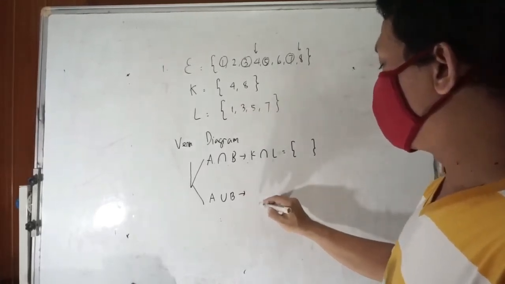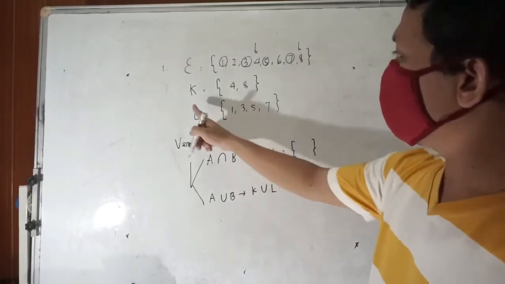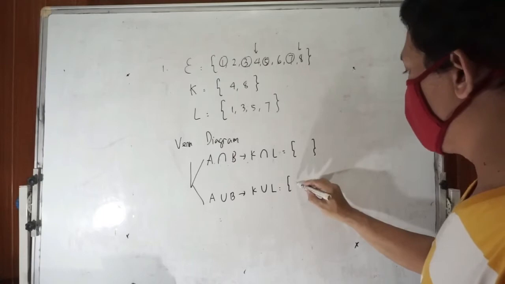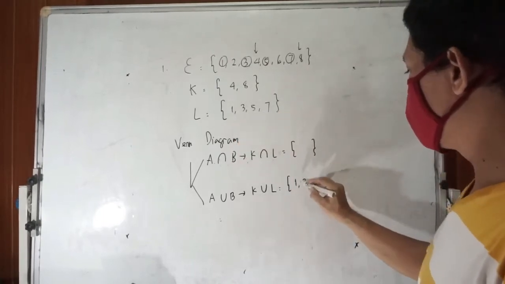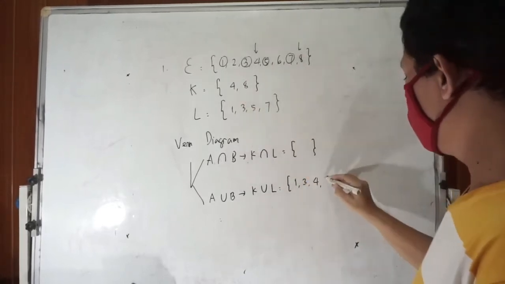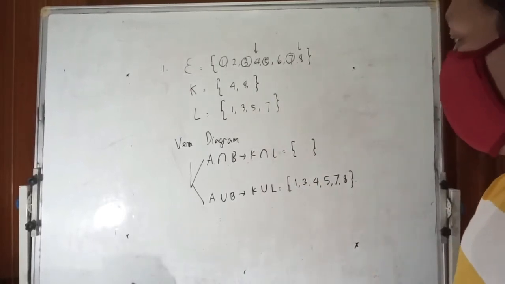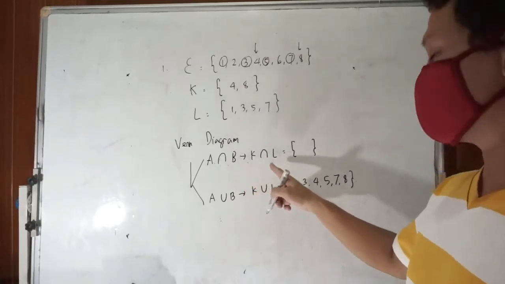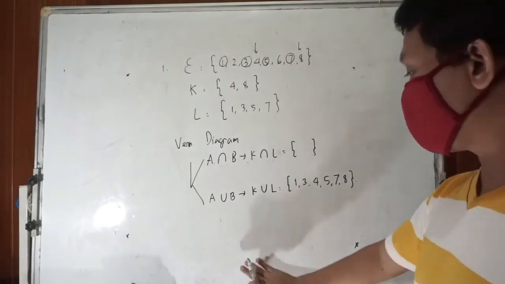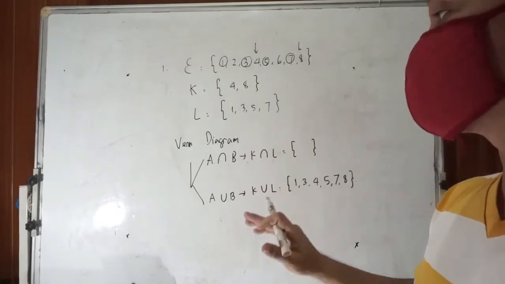So what about A union B? K union L. The list of K union L is 1, 3, 4, 5, 7, and 8. When K intersection L is the null set, or there's no element, the Venn diagram for both sets K and L is separated.